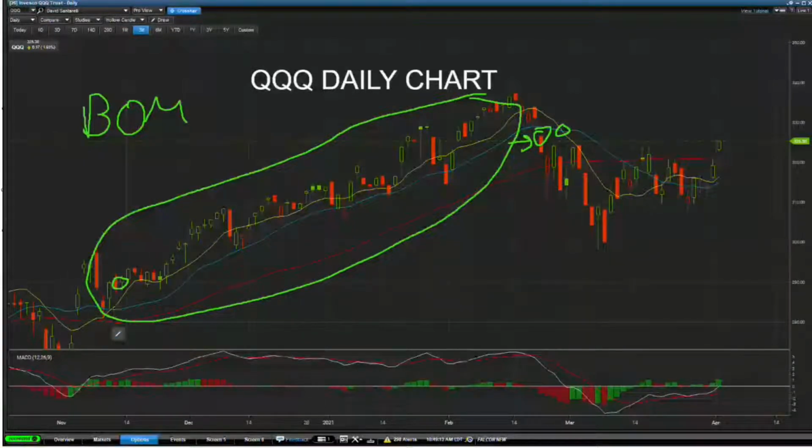First green candle above 10-20 after the MACD cross. So here is your entry. Here's your exit. First candle below that 20. So that's your exit. Now, guess what?